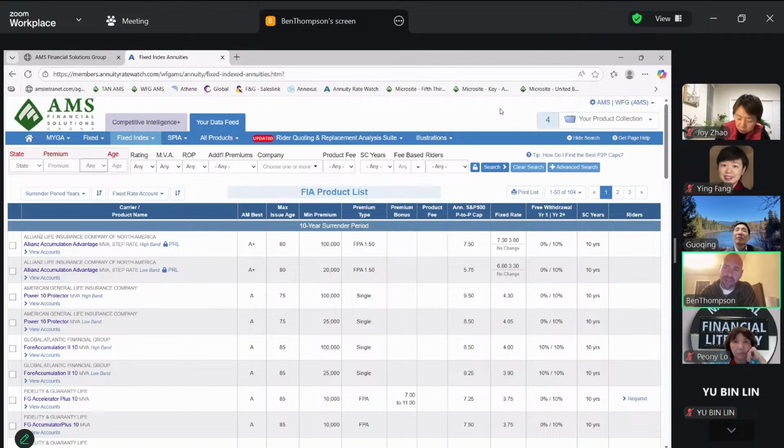And then in the far right, the riders. If it says required, then we can fairly well assume that it is an income solution. If it does not have a rider or anything that is required, then we can relatively assume that that is going to be a growth solution.